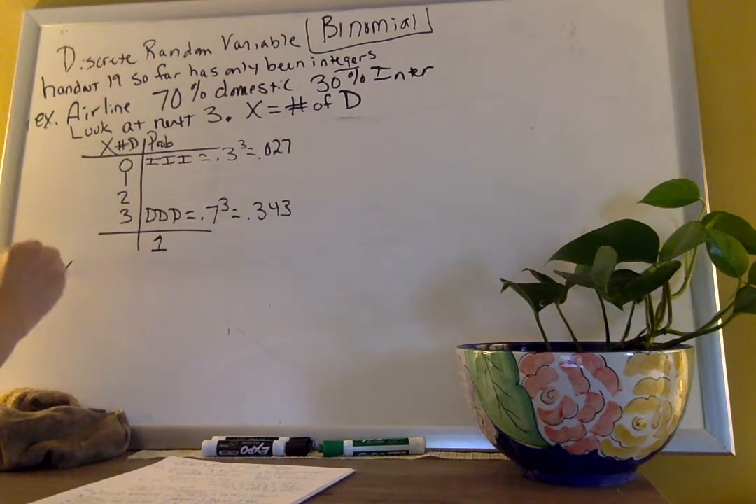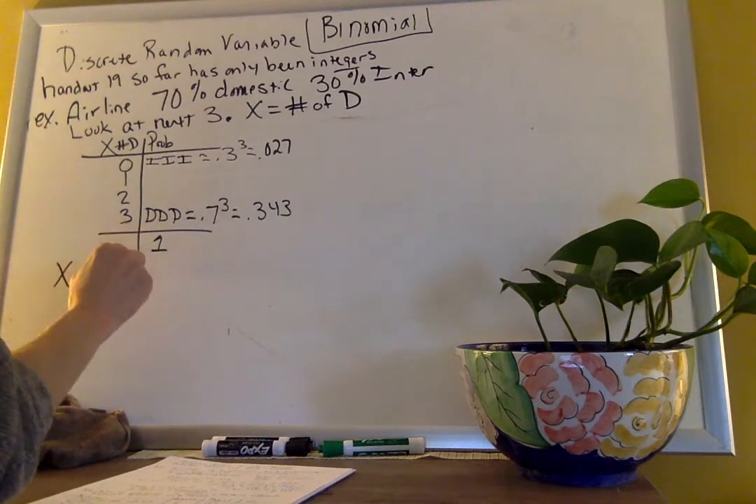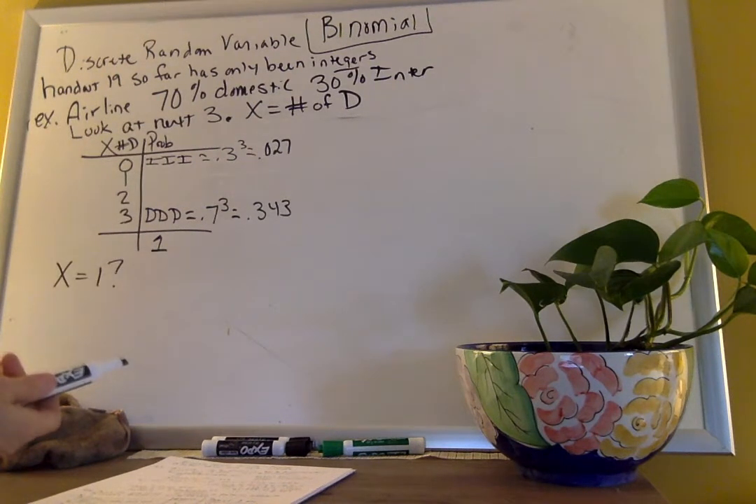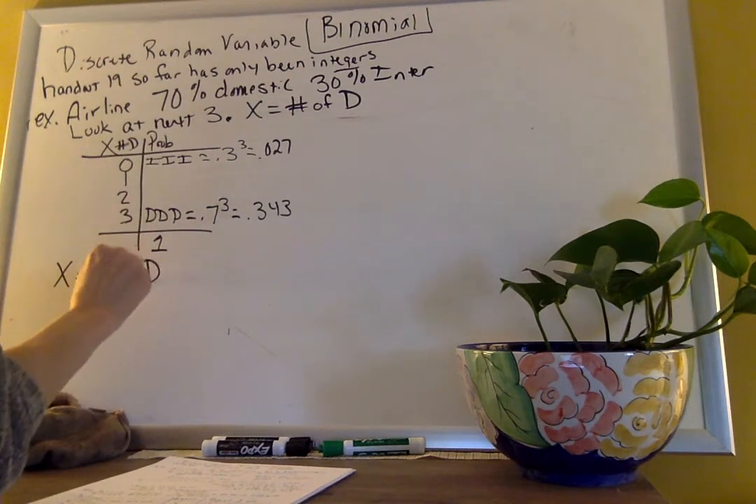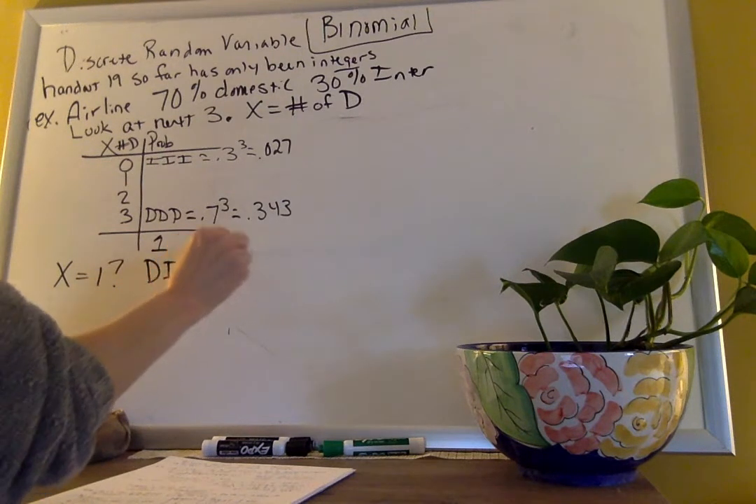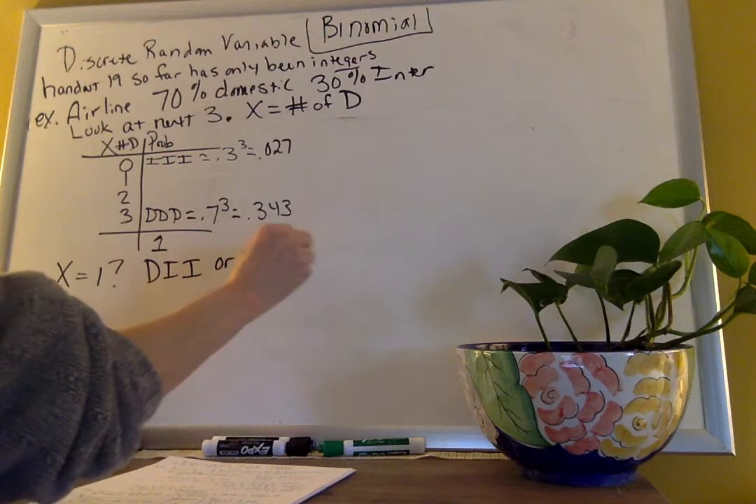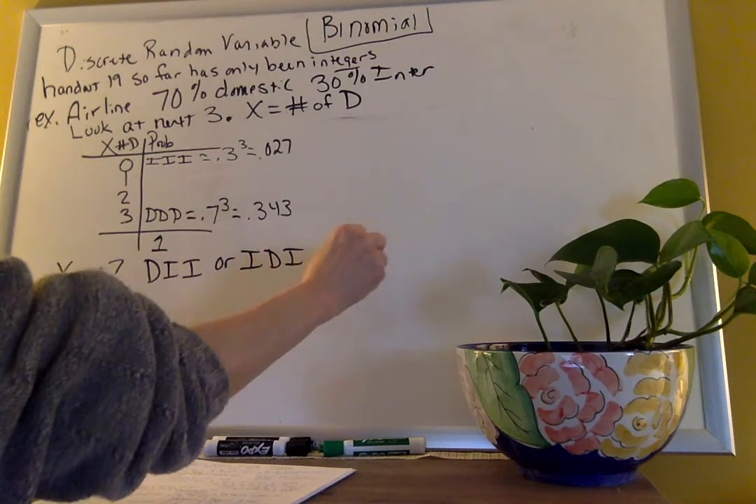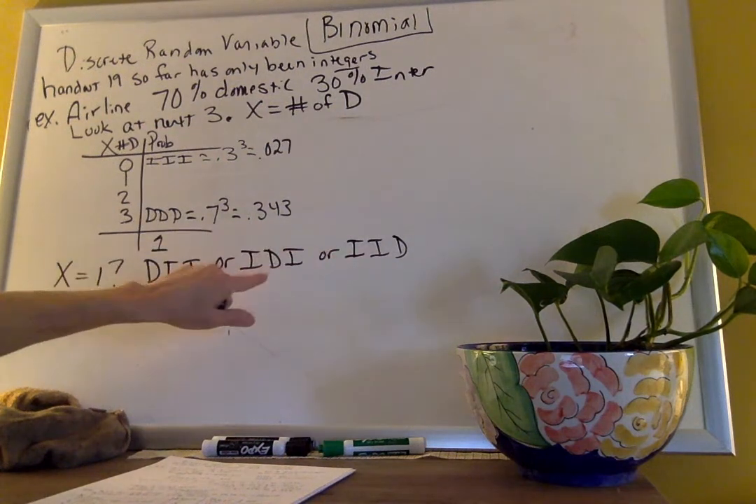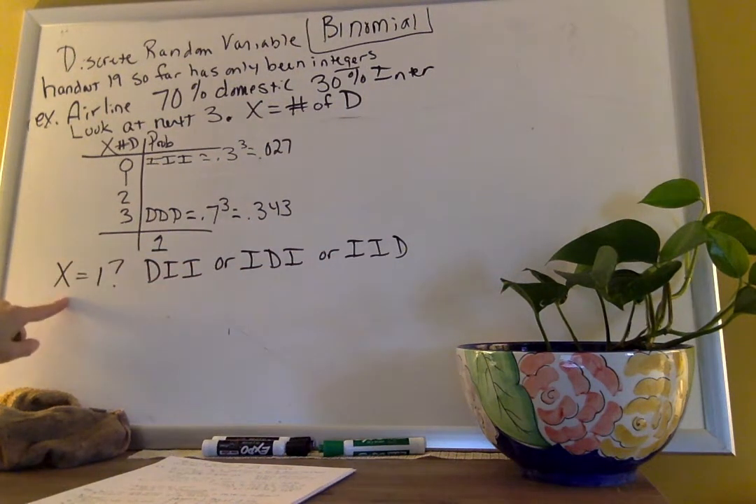Well, what if I had asked you about 1 domestic? How would you do it? Well, you'd have to sit here and go through all the possible ways. 1 out of 3 were domestic. Well, which one was it? Was it the first flight? Or was it the second flight? Or was it the third flight? There are 3 different scenarios that satisfy that, right?